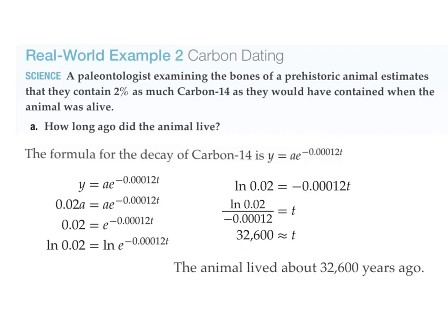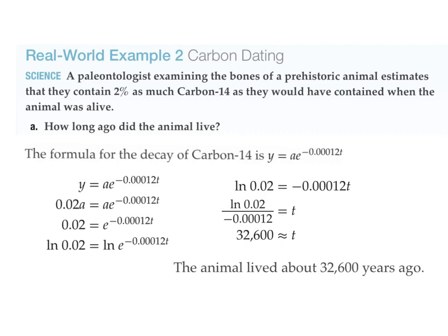And so, again, we've got a word problem. We want to put a bow on it. The animal lived about 32,600 years ago. Make sure we're answering the question, okay? And putting it in a sentence helps us do that. So that's the first type of problem we're going to look at, okay? So that had two pieces to it, really. One, finding the constant k, and then applying that constant to an actual situation.